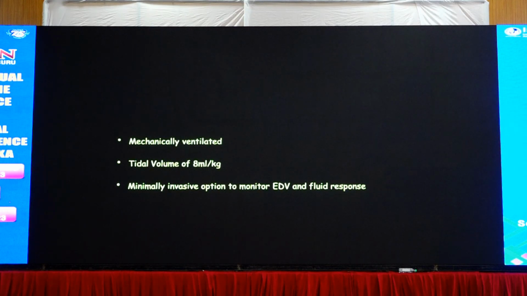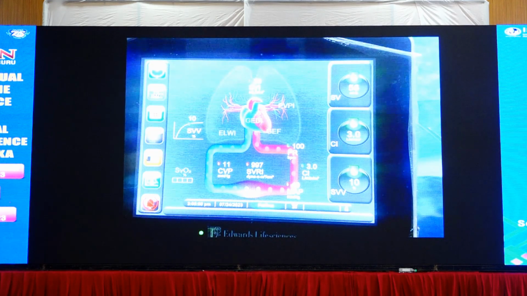Now, for these measures to be accurate, there are a few conditions. The patient has to be mechanically ventilated. You have to have a fixed tidal volume. So these are good minimally invasive options to monitor end-diastolic volume and fluid responsiveness. These are the monitors which we use.